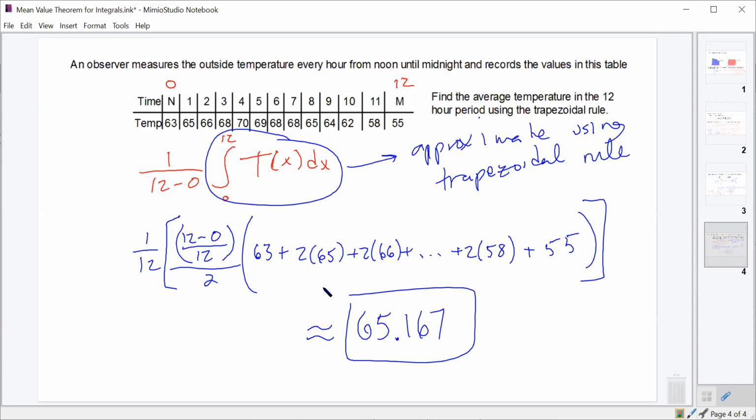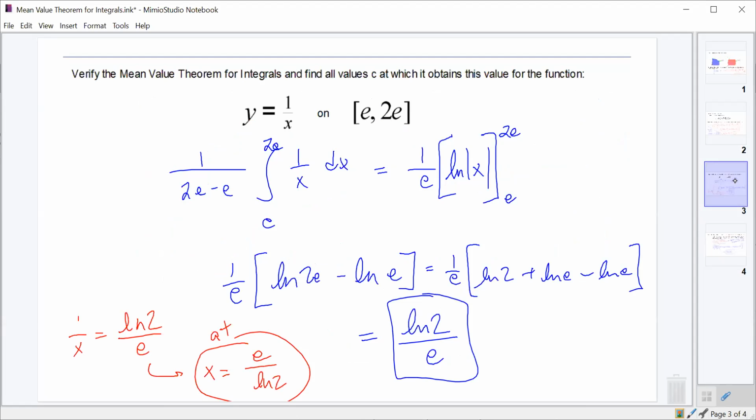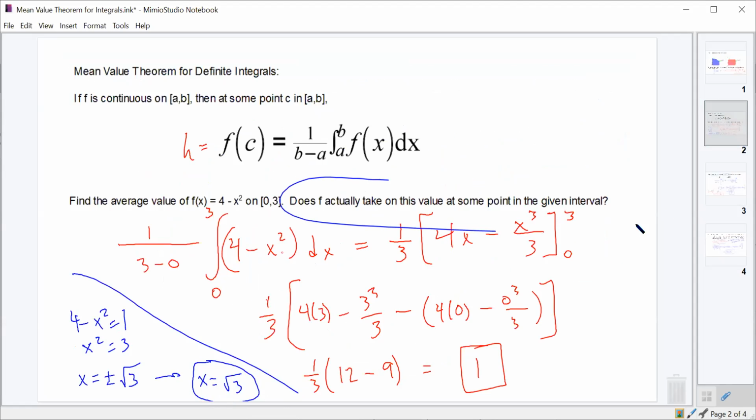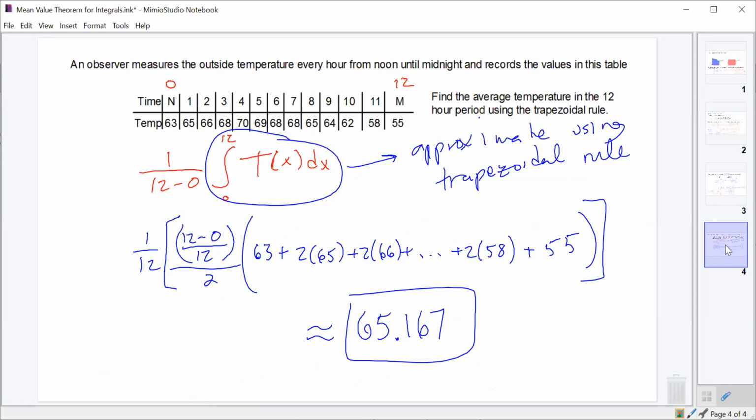So when we find the h value, why do we set the equation equal to h? Well, just because in the previous ones it asked us to. So it said find the mean value and then find all values at which it obtains that. So this is the value which it hit. Same thing here. It just said, does f actually take it on at some point on the interval? Yeah, it does at x equals √3. It won't always ask you to, but I feel like it's good practice to find it if we need to. Okay. Yep. All right.